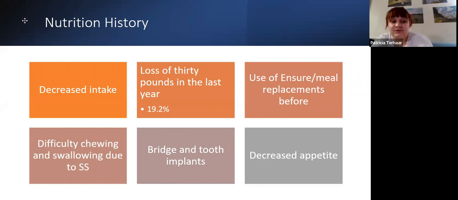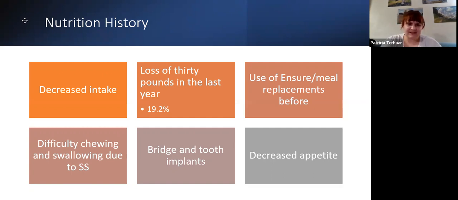In terms of her nutrition history, she reported a decreased intake over the past year, which correlated with a loss of 30 pounds, which is a 19.2% loss in body weight. She also reported the use of Ensure and meal replacements before going to the hospital or coming here.